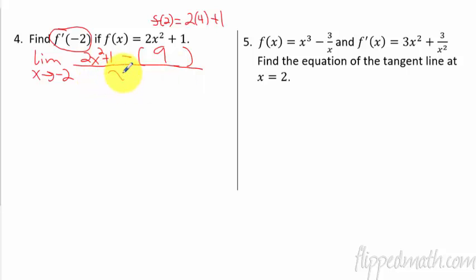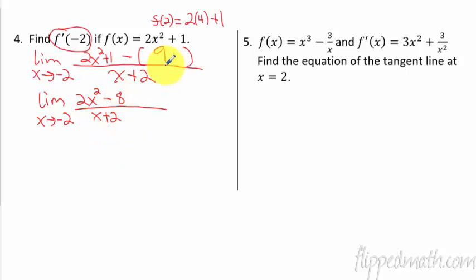So we're going to say x minus c, which is a -2. So let's say x plus 2, x minus -2. Okay, let's try and clean this up. So x is going to approach -2, and we have 2x squared, 1 minus 9 is -8, and then we have x plus 2. The limit as x approaches -2.